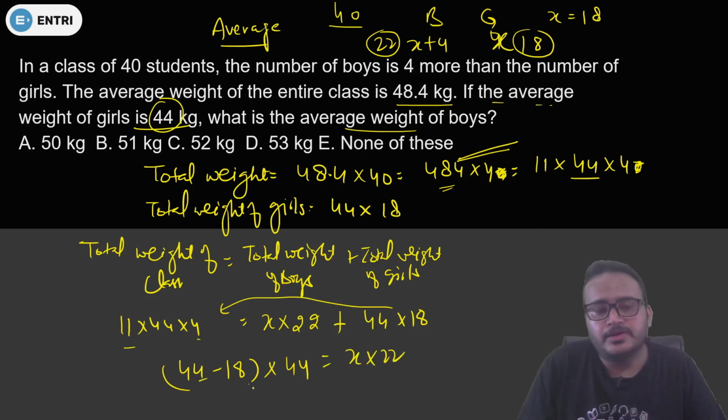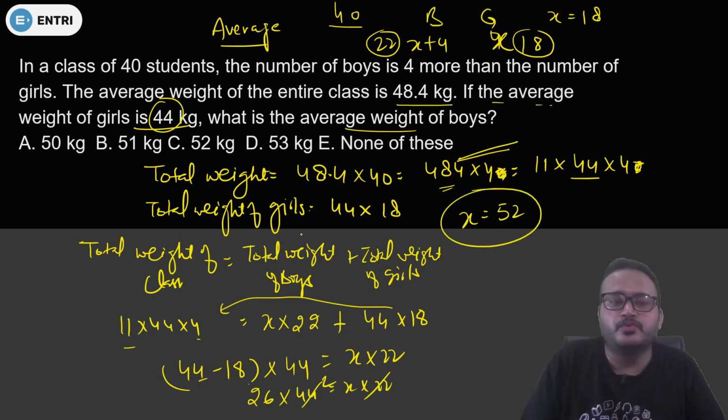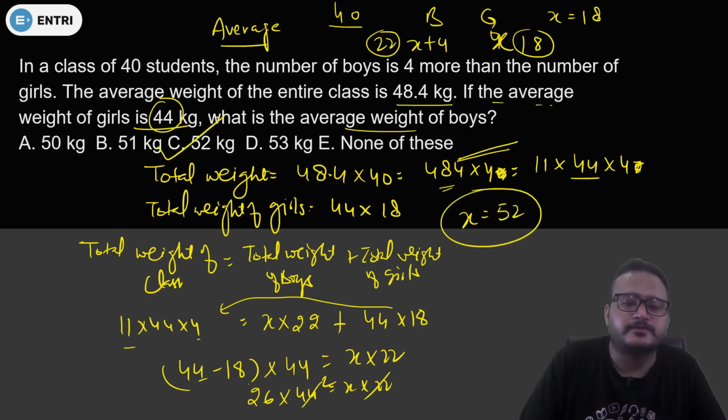This will be your 26. Okay, yeah, 26 multiplied by 44 equals x multiplied by 22. So 22 into 44, and x equals 52, guys. Okay, x equals 52 kg, and 52 kg will be the right answer.